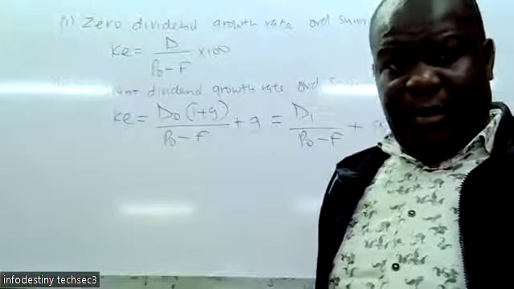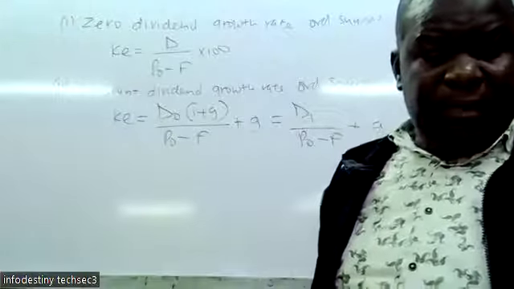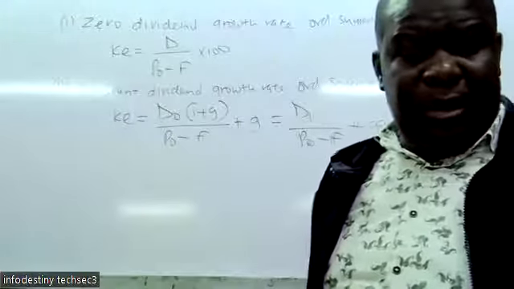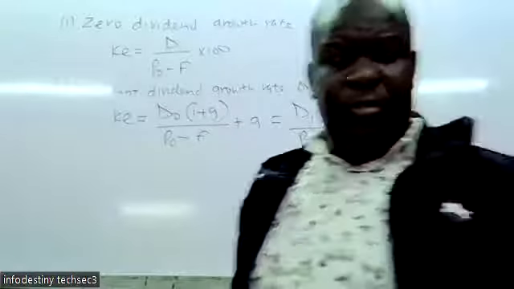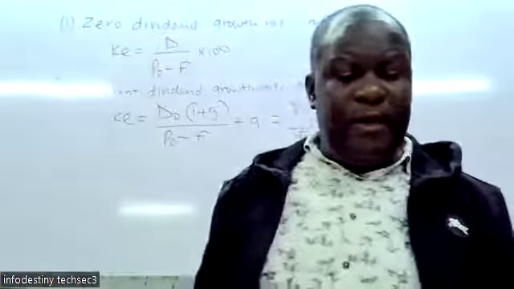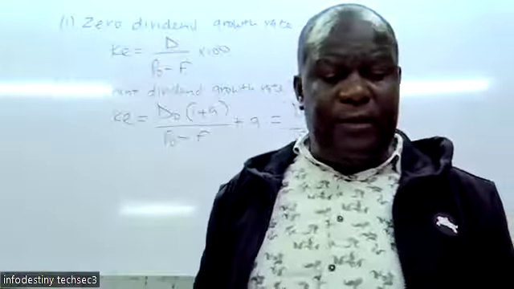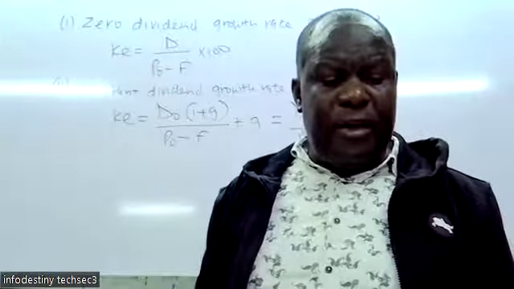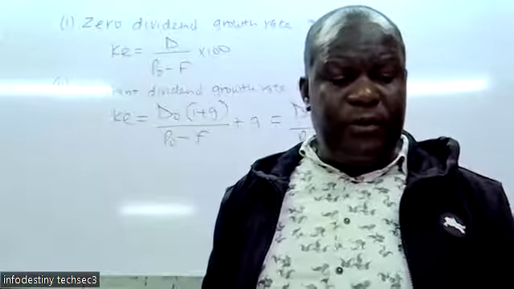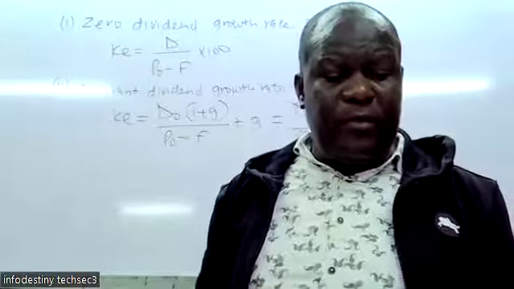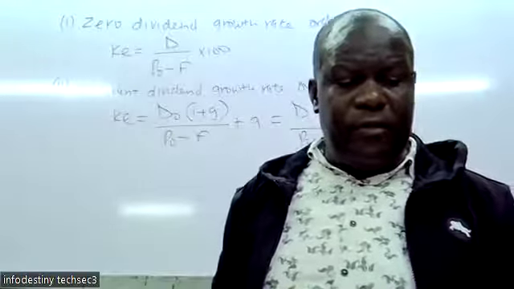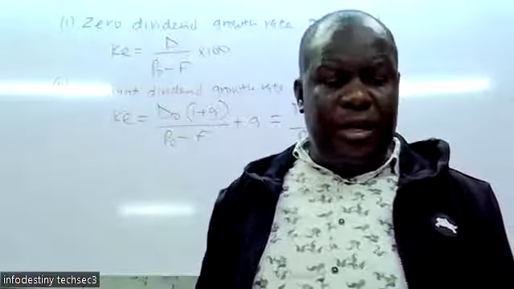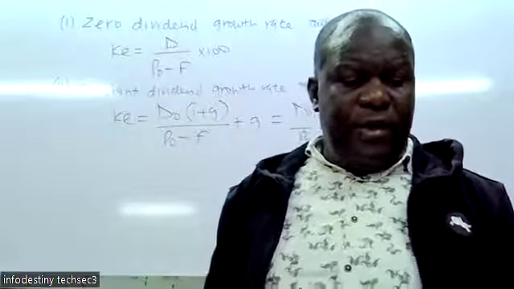So we go to B, the retained earnings. When it comes to the retained earnings, we summarize that these are an internal source of finance, which will not incur the flotation cost.